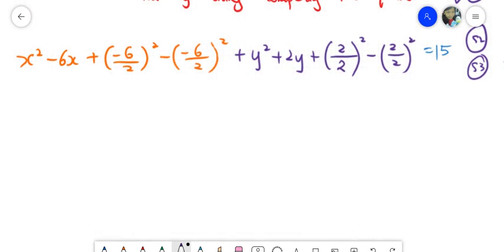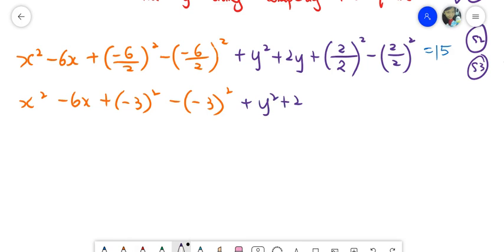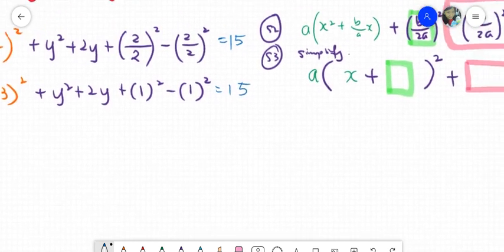So from this, continue. X squared minus 6x, simplify. So negative 6 divided by 2, you have negative 3. I just said simplify, okay? I did not say solve. I just said simplify the term inside. So negative 3. Continue with the y. So 2 divided by 2 is 1. Just simplify, please. No solving. So done with your simplify.